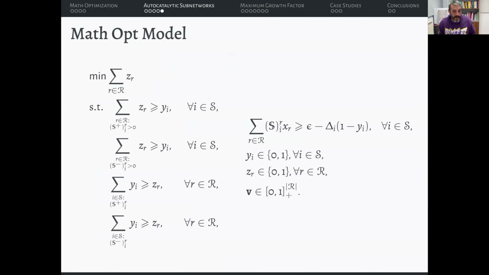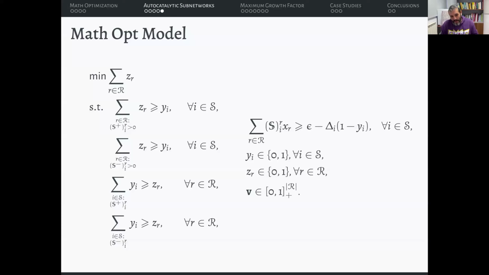And then if we incorporate them into a math optimization problem, and for instance we minimize the sum of the C variables, since we have 0-1 values, the sum is the number of reactions. So if we minimize the sum of the C variables, then we are accounting for the number of reactions in the subnetwork. If we incorporate all these conditions, this problem just gives you the autocatalytic subnetwork with the minimum number of reactions.